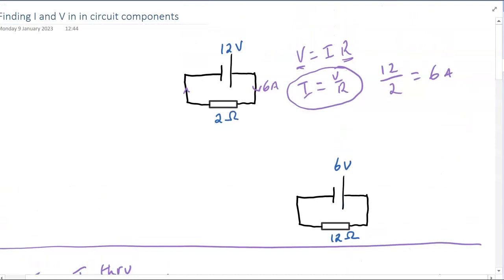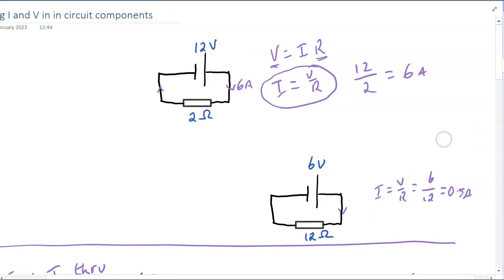As a little exercise, I want you to pause the video now and work out for this circuit down here, using the method I did above, what the current going through that 12 ohm resistor is. Okay, so using Ohm's law, the current is V over R, which is 6 divided by 12, which is 0.5. And again, it's always in amps, 0.5 amps, because your voltage is in volts and your resistance is in ohms. So the current always comes out as amps. Okay, that is the simplest example.